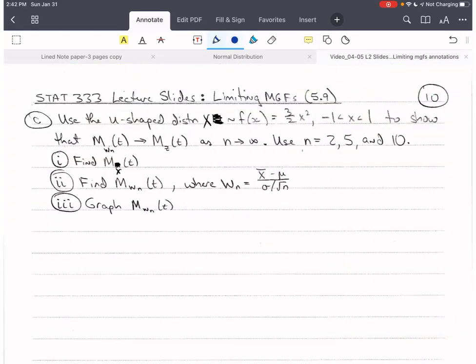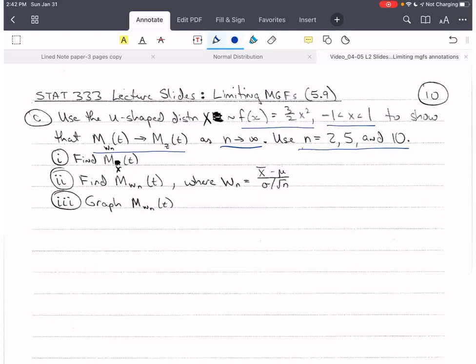So we're going to use a U-shaped distribution, and we're going to call that random variable x, and it's distributed as f of x equal to 3/2 x squared, x between -1 and 1. And then we want to show that m sub w of n, the moment generating function of w sub n, approaches m of z, the standard normal, as n increases towards infinity. We're going to use sample sizes of 2, 5, and 10. So this actually does this pretty quickly.